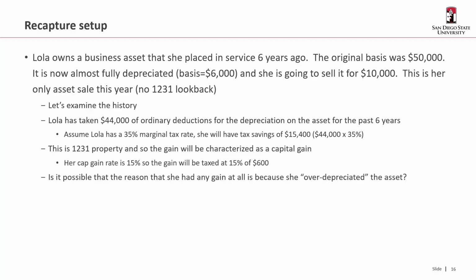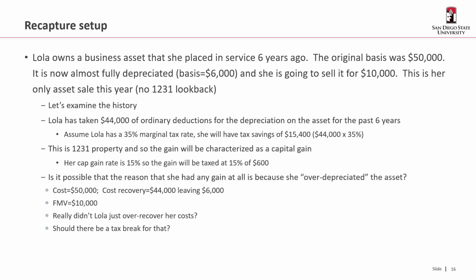So is it possible that the reason she had any gain at all is because she simply over depreciated the asset? Now look, I know Lola would be offended by that. She would say, look, I followed the rules. I went to the depreciation table. I calculated depreciation exactly as I was supposed to. But what happened is that depreciation lowered the basis to less than the market value, right? So that leaves $6,000 of basis, but the fair market value is $10,000. So really, economically, she did in fact over depreciate that property.